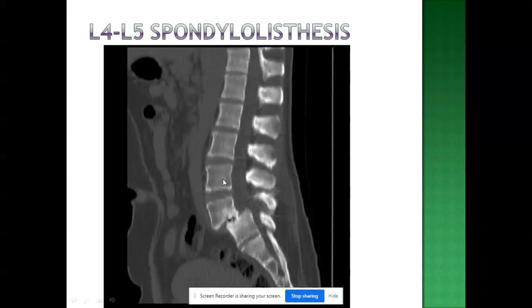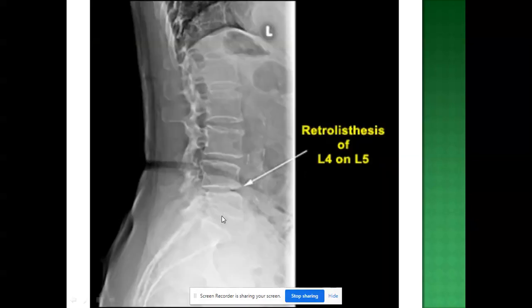So there are two differences you can see here. This is the anterolisthesis of L4 over L5 vertebra, and this you can see is the retrolisthesis of the L4 vertebra on the L5. So retrolisthesis means if the vertebral body is moving posteriorly, then it is called retrolisthesis.